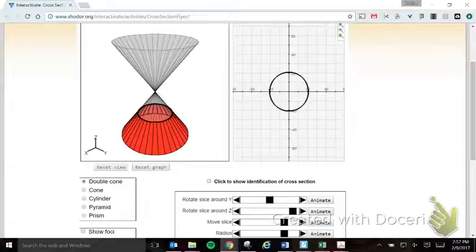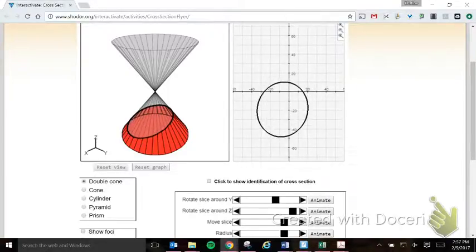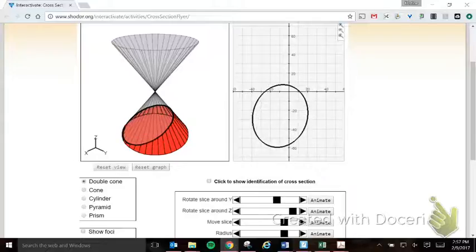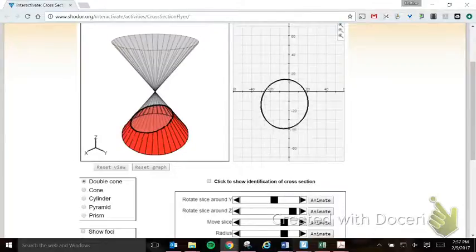So if I make that plane parallel to the base of the cone, it's creating a circle. Now we're going to change it a little bit and see if I put that in a different place. Now it's not quite parallel. It's made an ellipse. Again, the more we move it, the more that changes, but there's my ellipse if I slice it at an angle like that.